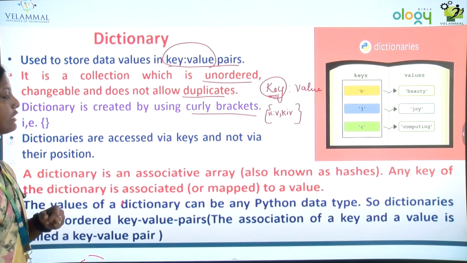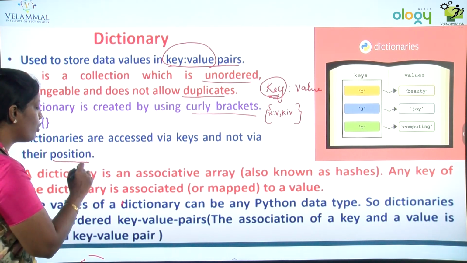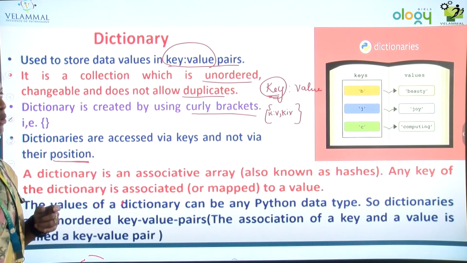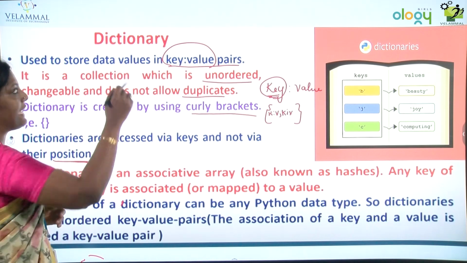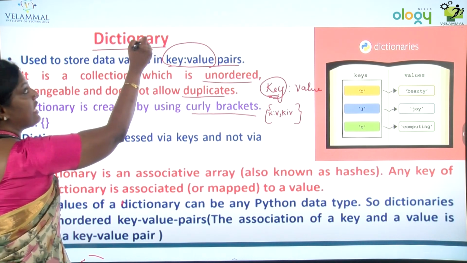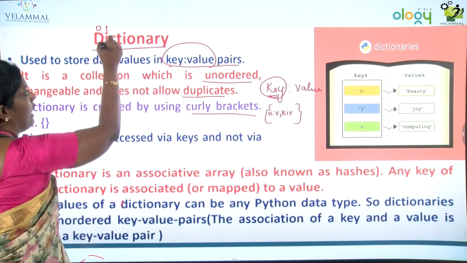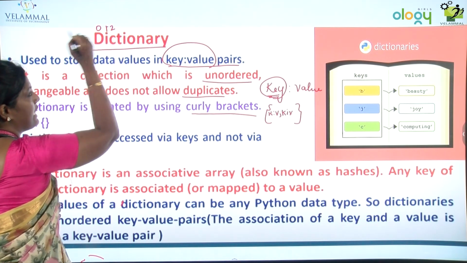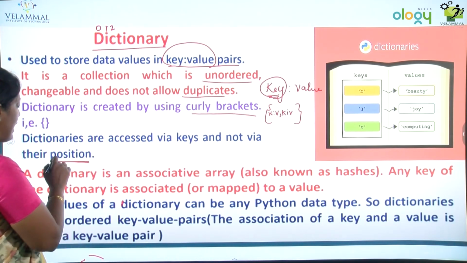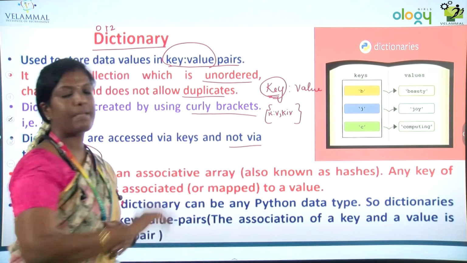Dictionaries are accessed via keys and not via their positions. This is what is very important. You don't have any indexes for it. Like in other cases, you have indexes. Like in lists and tuples, for example, if I'm taking a string called dictionary, okay, you can allot the positions of each and every element, right? In the zeroth place, you have D. In the first place, you have I. In the second place, you have C. Like this, it will be having some index values. But in dictionary, you don't have any positions. You cannot access through positions. It only can be accessed through keys.